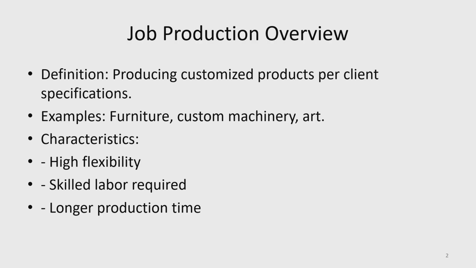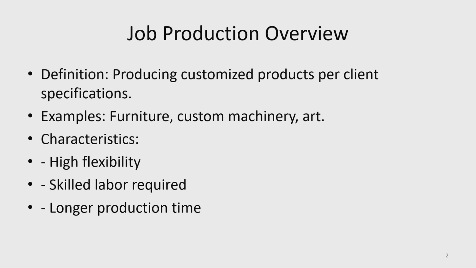Furniture is one such example, but we can also have custom machinery, where somebody is doing some special type of job and for that he may need a special type of machinery. That machinery should be able to do that type of job. Similarly, artwork, artistic work, decoration, interior decoration, those types of things are called job production.